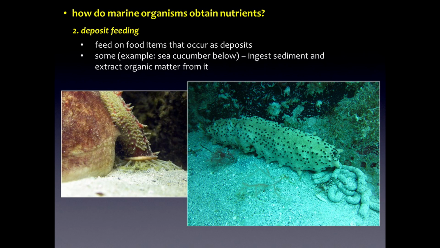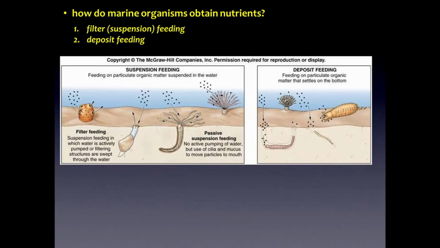So basically you suck up the sand, it travels through your body, you extract all the nutrients that you need from it, and then you poop sand out on the other end. This is what we see in the picture on the right, that pile in the lower right-hand side of the image. That's all sand that's been passed through the sea cucumber's body and then expelled as waste. Here's another slide showing the differences between filter feeding or suspension feeding and deposit feeding.